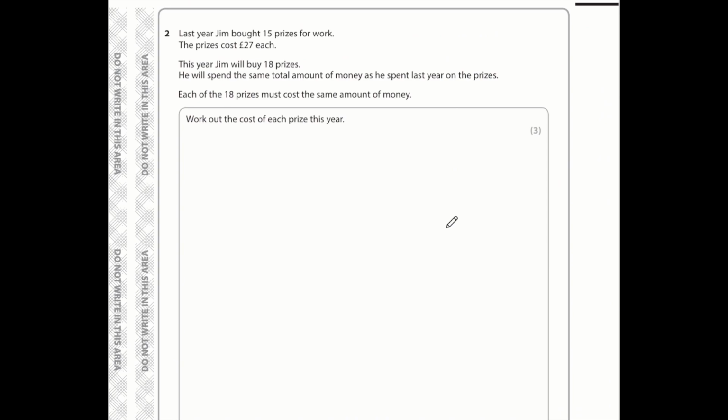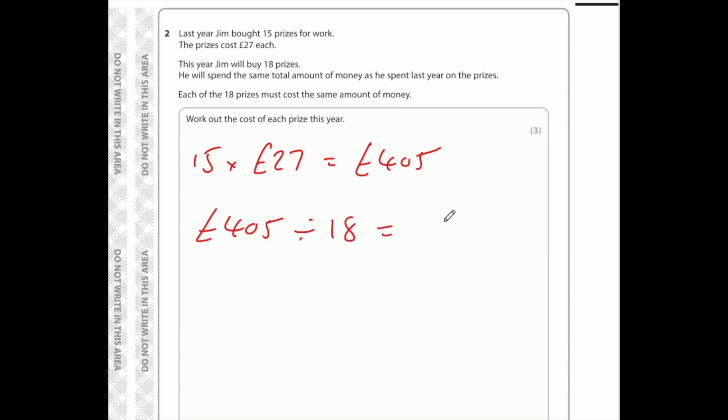Right. Okay, so for this one we need to work out the total cost of the prizes last year, so that's going to be 15 times by £27, and 15 times by 27 comes to £405. So if this year he's buying 18 prizes that cost the same amount of money, then we just need to work out, what's 405 divided by 18? And 405 divided by 18 is £22.50.